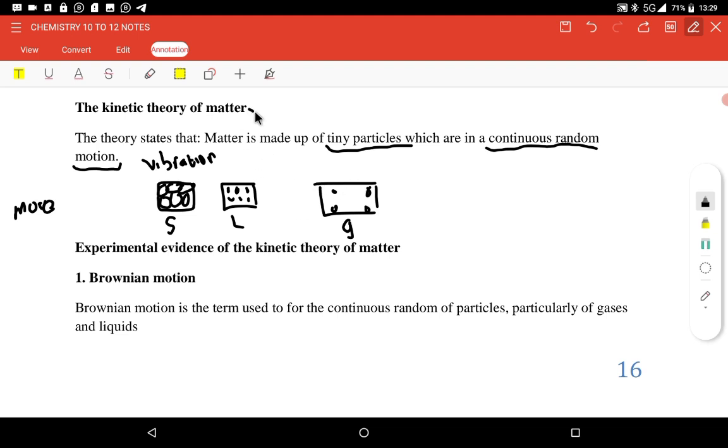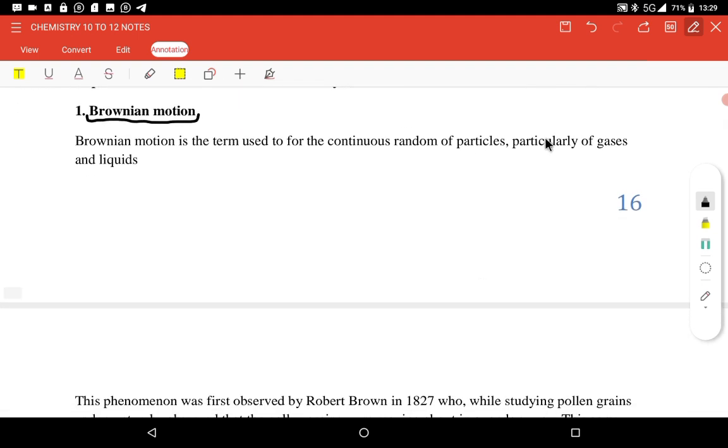This kinetic theory of matter was tested in an experiment, and it is famously known as the Brownian motion. It's the evidence of the kinetic theory of matter. Now let's look at what this Brownian motion is. Brownian motion is a term used to refer to the continuous random movement of particles. Particularly, Brownian motion talks about gases and liquids, because in solids you can't observe that vibration. But other experiments have been conducted to see how the particles vibrate in a solid.